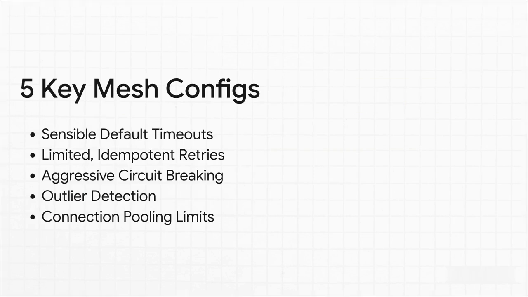So with that in mind, here are 5 key configs you can standardize on to build your playbook. You start with the basics we've already covered, right? Sensible default timeouts and limited retries, but only for actions that are safe to repeat. We call that idempotent. Then you get a little more advanced. Aggressive circuit breaking to isolate problems fast, and something called outlier detection, which can proactively eject unhealthy services from the pool. And finally, you've got to manage your resources with connection pooling limits. This stops any one service from overwhelming another. You put these 5 things together, and you have a seriously powerful resilience strategy.